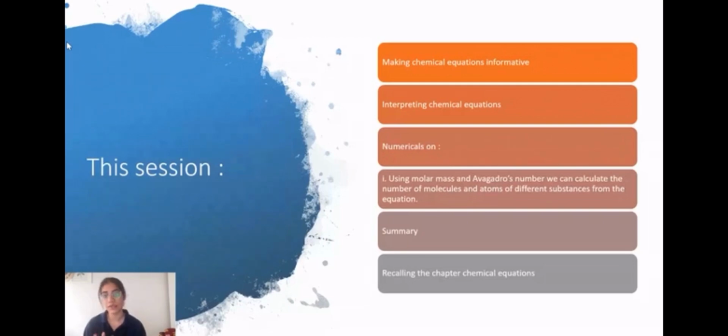And then we will study two different numericals based on your book that will help us calculate the number of molecules or atoms of different substances from the equation using molar mass and Avogadro's number. We will make a summary of this entire session and then we will recall the chapter chemical equations. So without any further ado, let us begin.